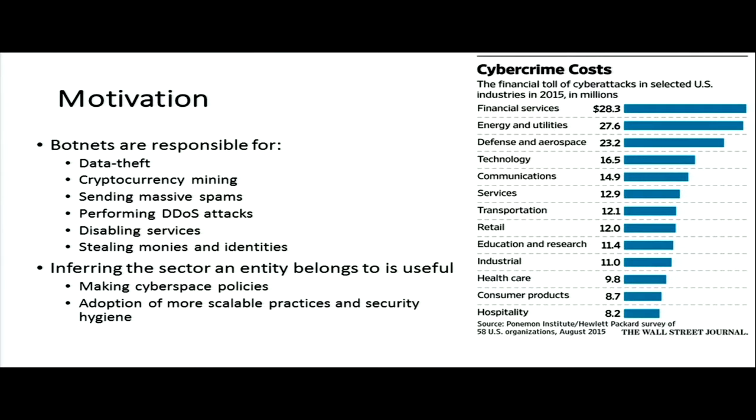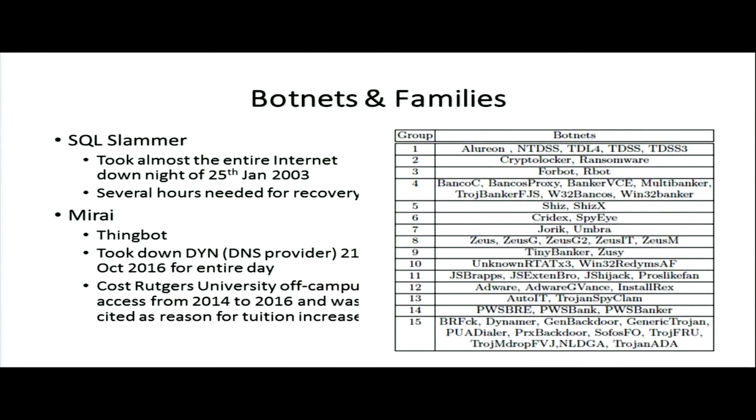And so if we know which entity sectors are being attacked, we can adopt more scalable practices to secure them. Okay, so just to give you two examples. This has been going on for nearly 25 years. There was a very famous worm called the Slammer worm.